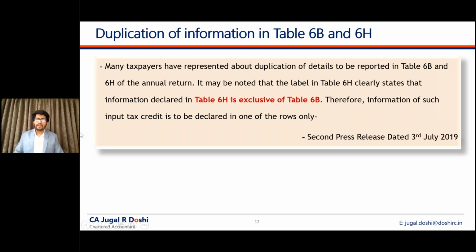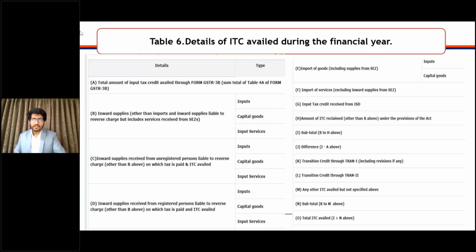So there has been a confusion wherein table 6H, which says, if we see over here, just a minute. Table 6H talks about amount of ITC reclaimed under the provisions of the Act. So the example of amount of ITC reclaimed can be 180 days reversal. When I reclaim such amount, that will come in table 6H.